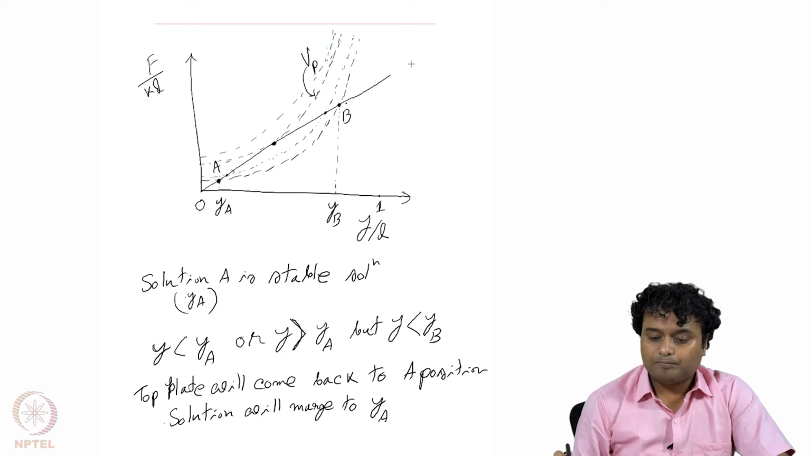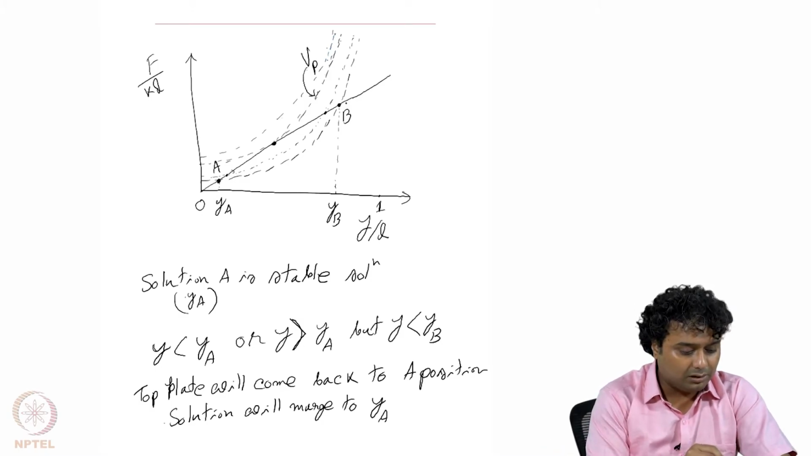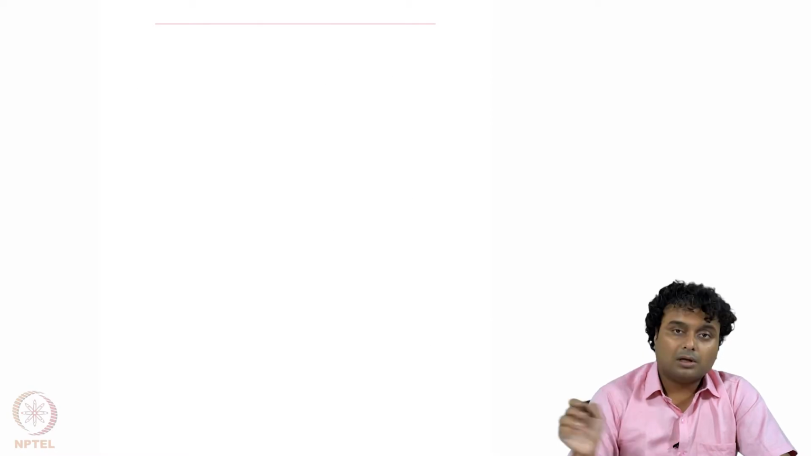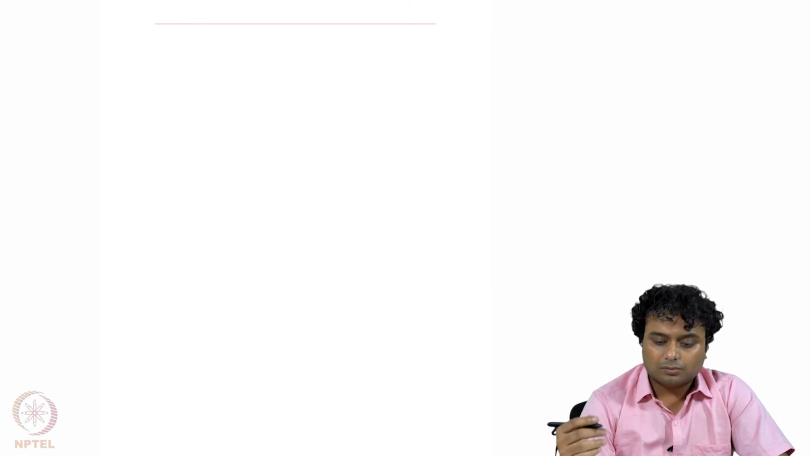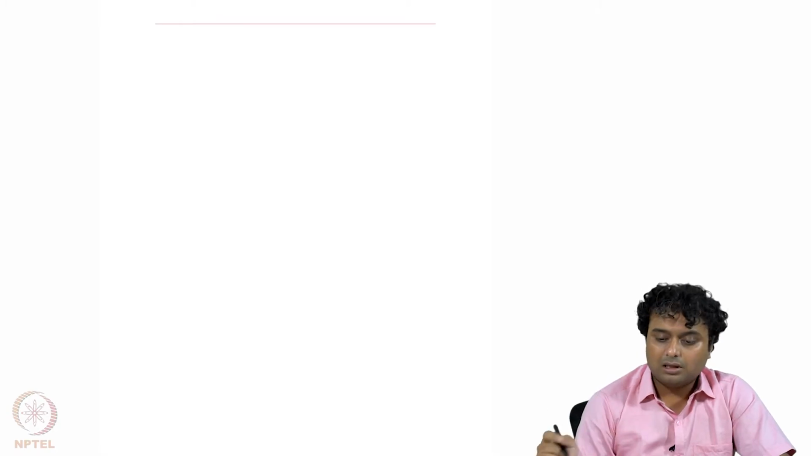Now we will see this stability condition mathematically, and then we will try to derive the expression for pull in voltage as well as the minimum gap which it can deflect without actually snapping on the substrate.